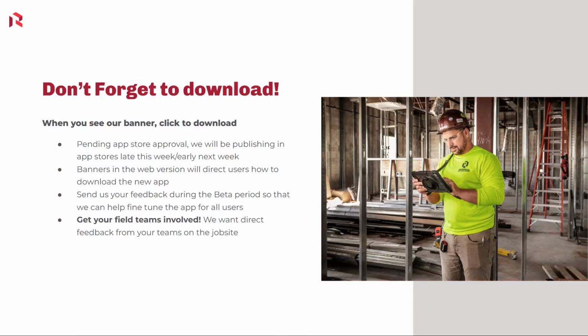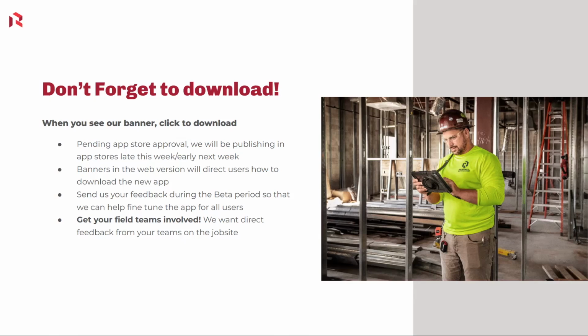And as soon as we do, we'll have an in-app banner that's going to pop up as soon as you log into your web version of Flex, which means your office users are probably going to see it first because they're the ones that are in the web version more often. From that banner, you're going to be able to click to go to a page with a QR code and download the app.